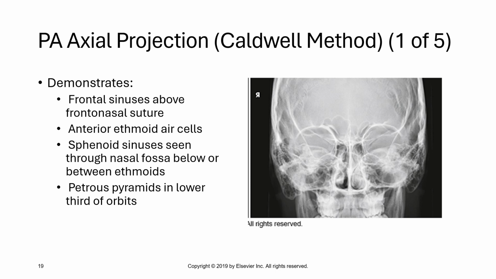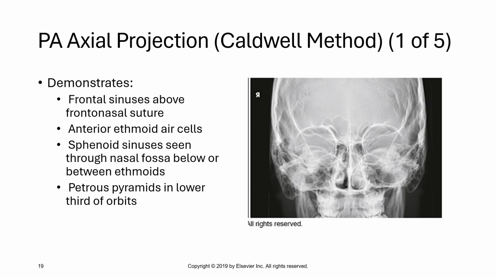You're going to see anterior ethmoid air cells, sphenoid sinuses through the nasal fossa below or between the ethmoids. That's really hard to see because there's a middle concha and then an inferior concha, I believe. I can't remember what the names of the concha are. But that lower concha at the base of the nose is producing a lot of artifact. Good luck seeing the sphenoid sinus on this projection, actually.